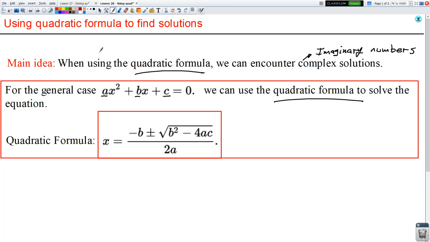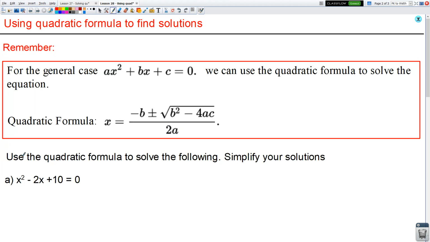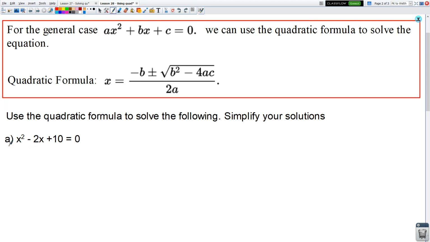All right, so let's take a look into this. Let's use the quadratic formula to solve the following, and simplify your solutions. First things first, you need to make sure that your equation is equal to 0. If we take a look at example A, yes, my equation is equal to 0, so we're good. Your next step is to identify what is a, what is b, and what is c.